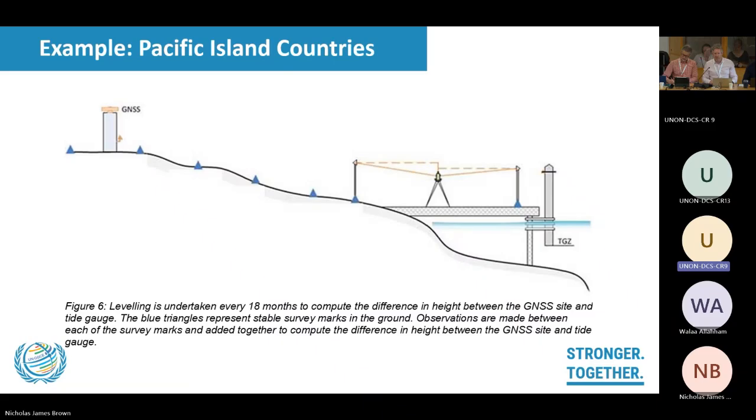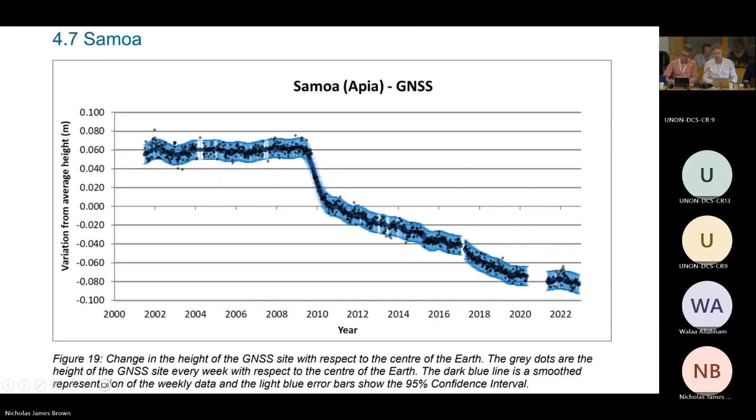Let's have a look at an example from Samoa. What we can see here is an earthquake that occurred in September of 2009 in Samoa. This is our GNSS height information, and you can see that the land was relatively stable for a long period of time. Then the earthquake occurred, and since then the land has continued to subside. So the land connected to the GNSS is continuing to go down over time.